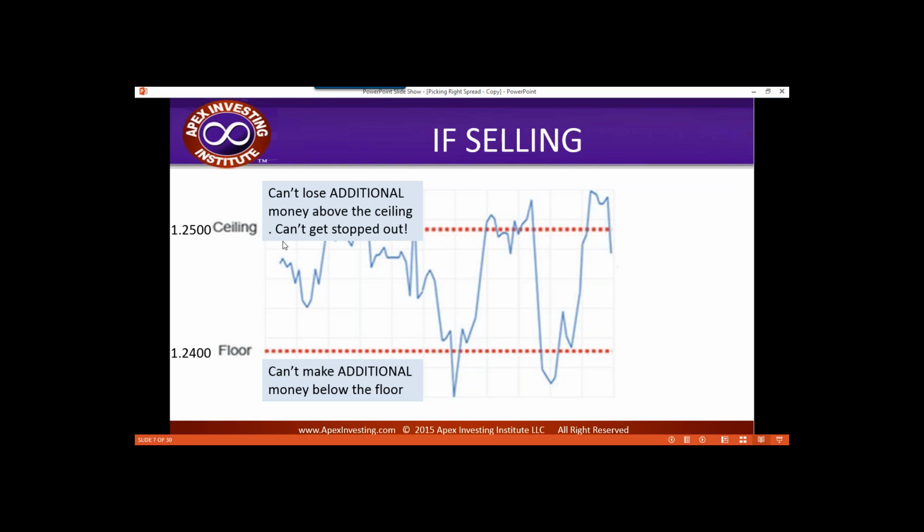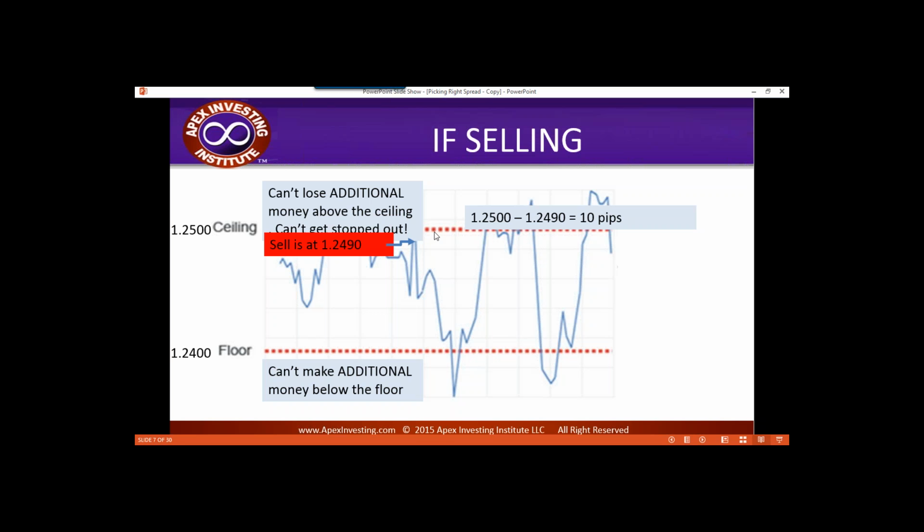So if I'm going short, I want to sell a spread, I'm saying the market's going down. Well, I can't make additional money below the floor of the spread. I can only make money down to the floor of the spread. So if I'm selling it saying it's going down, but I'm wrong and the market goes up, I can only lose money to the ceiling of the spread. So my risk is capped. The market could go against me hundreds of points, but it doesn't matter because I'm capped for my loss at the ceiling. So say, for example, I was selling this spread at 24.90, saying the market's going down.